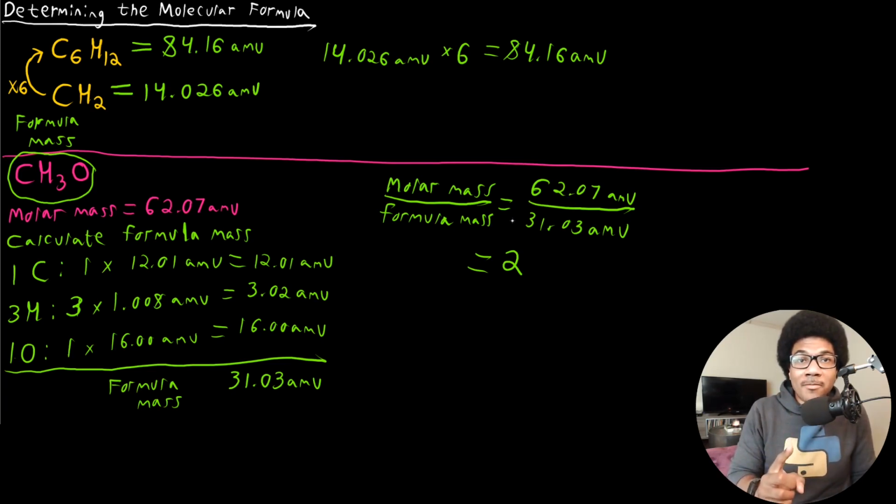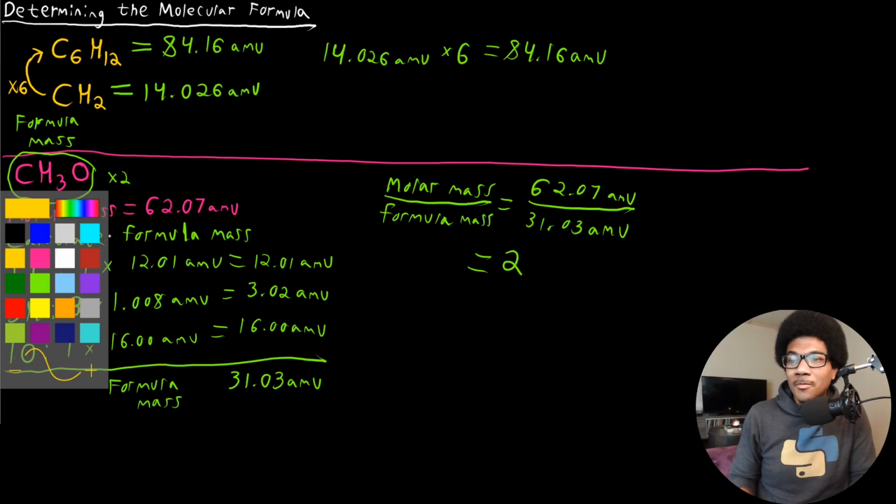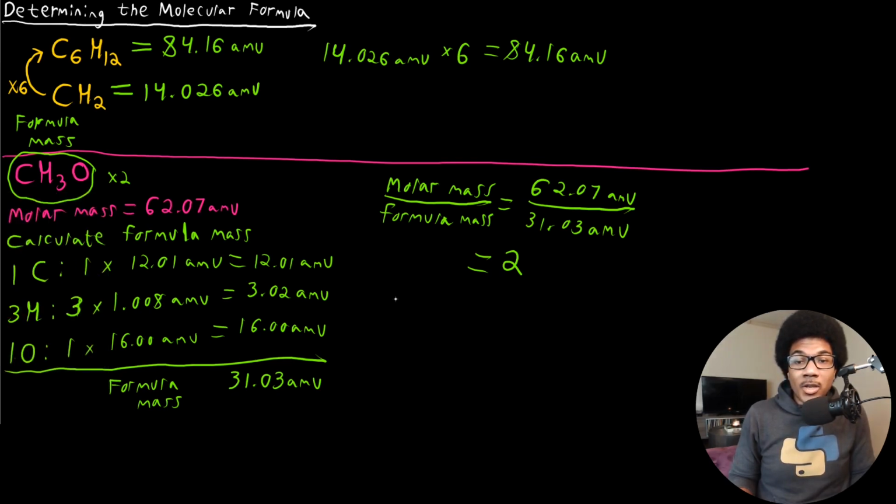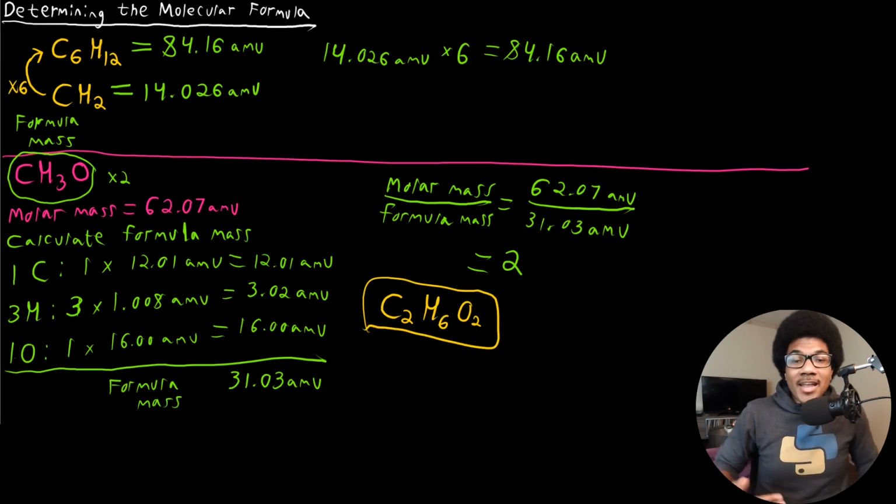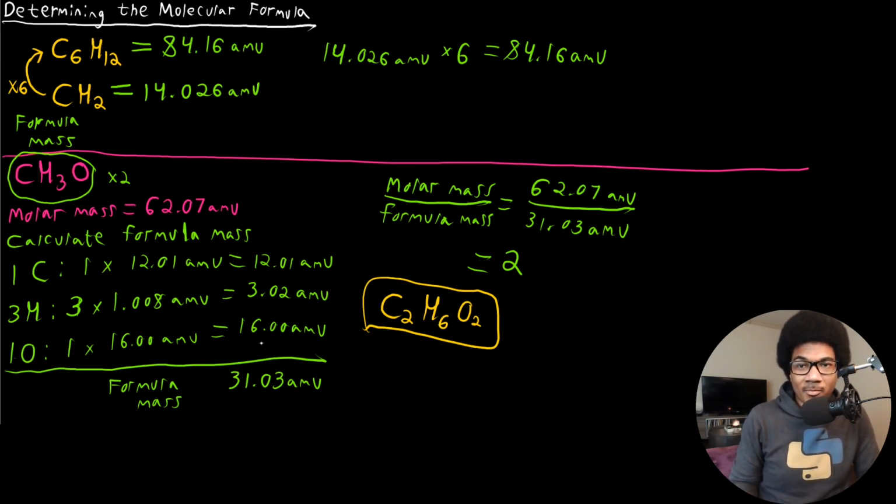So what does that mean for us in determining the molecular formula? What that means is that we have to multiply this empirical formula by 2 in order to get the final molecular formula. If we do that, we end up with a molecular formula of C2H6O2. So that gives us our molecular formula from the empirical formula. All we had to do was calculate this formula mass.